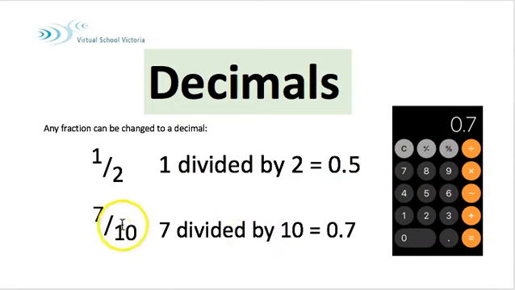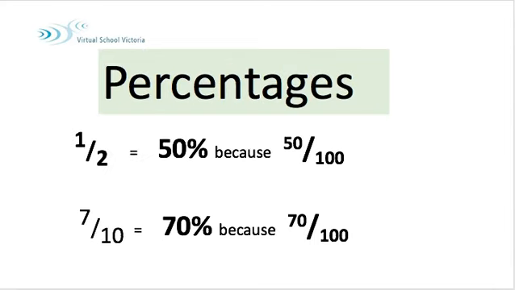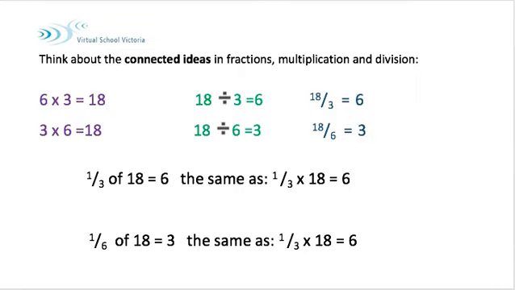The one that's showing there is 7 divided by 10. 7 divided by 10 will give you 0.7. But you could turn fractions like 2/7 or 4/5 into a decimal using that strategy. Now, connected to decimals are percentages. These fractions are always shown out of 100 because percentages means for every 100.